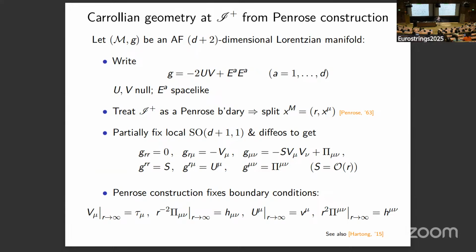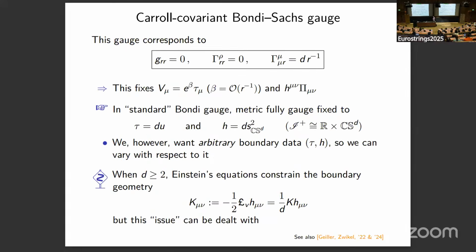Of course, they appear at different order in R. So, for example, the thing that gives rise to this so-called ruler appears at order R squared in the expansion of this pi, which sits here. But this is all dictated by this Penrose construction. So we've already fixed some of the local Lorentz symmetries, but there's much more to fix. We have a lot of fixing to do.